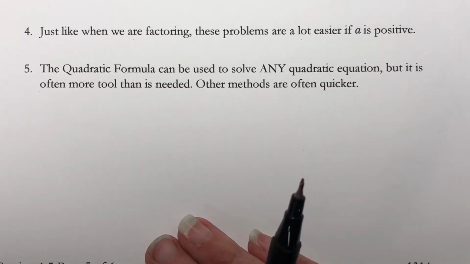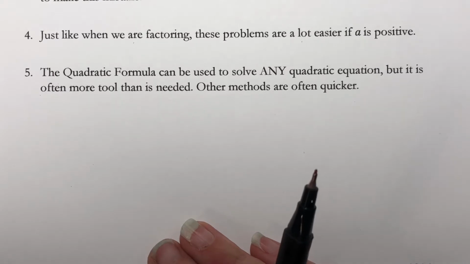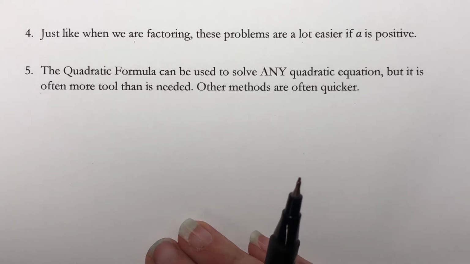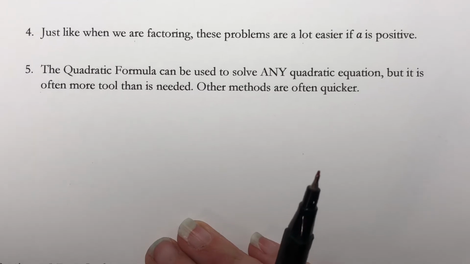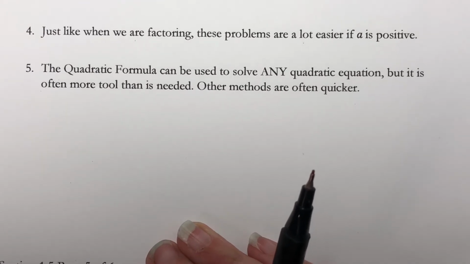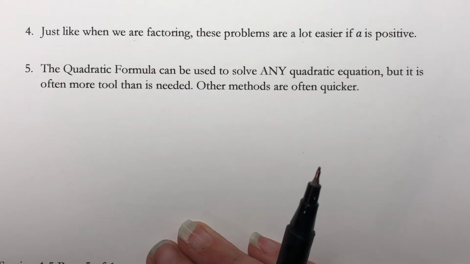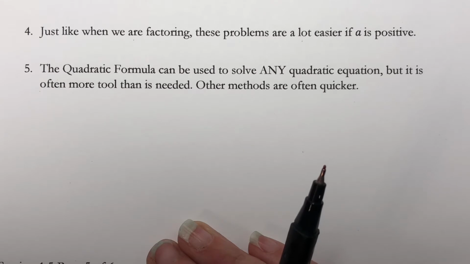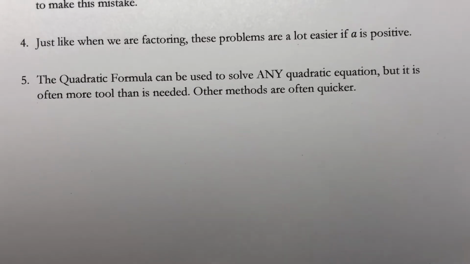And the quadratic formula can be used to solve any quadratic equation, but it's often more tool than we really need. If something's easily factored, going through the process of the quadratic formula is too much. It will work, but you're going to do a lot of calculations you don't really need to. My general approach is if I see how it factors, I do that because that's the quickest way. Then I look for the square root property. If it's in the right form for the square root property, I use that. And then I will go to the quadratic formula.